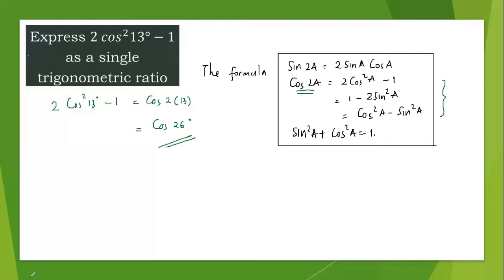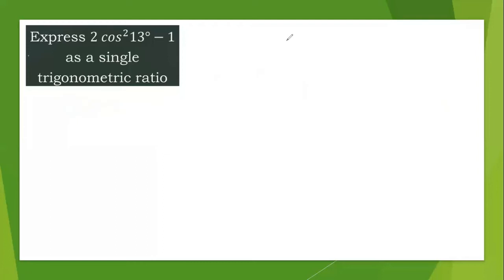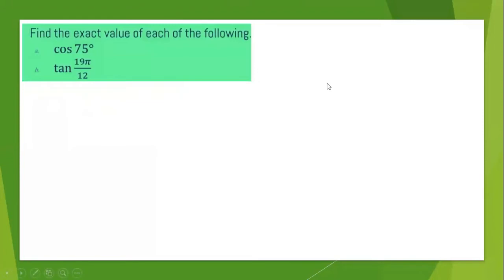Finish? Okay, go. Next question. Find the exact value of each of the following. Very easy, right? Okay, go. Cosine 75 degrees. Please find the special angles to form 75. They are 45 and 30.